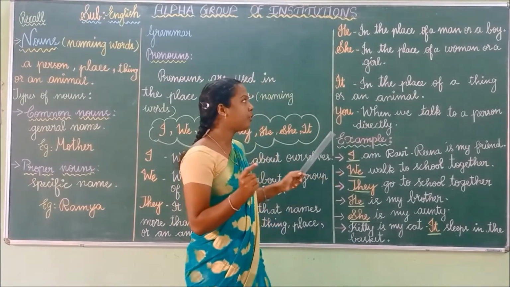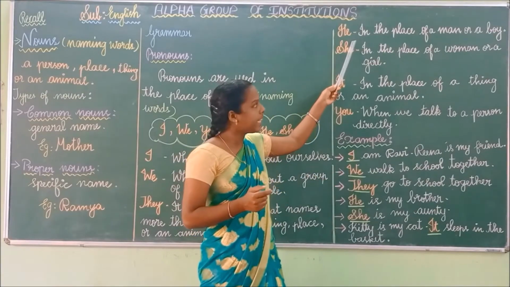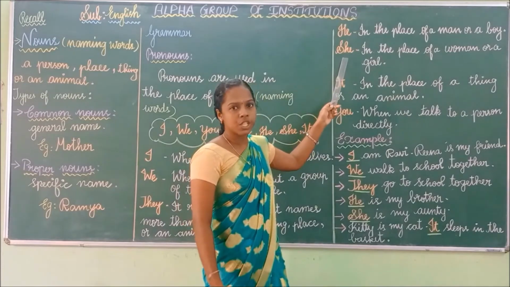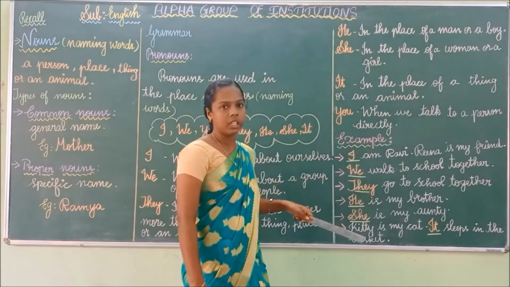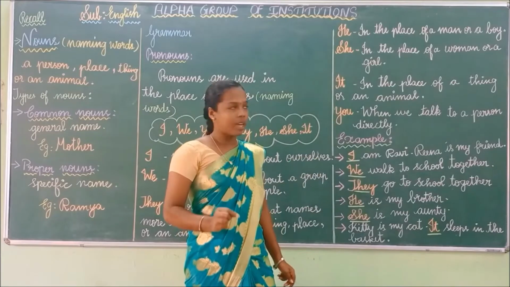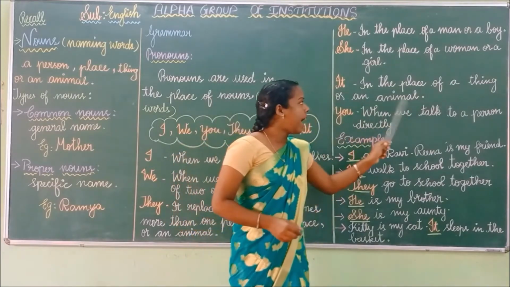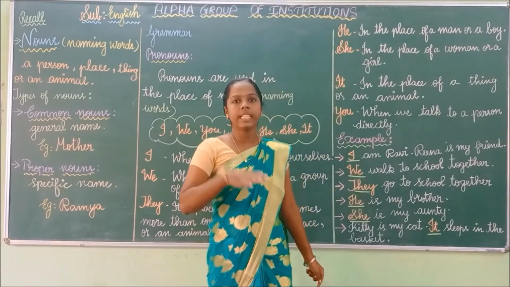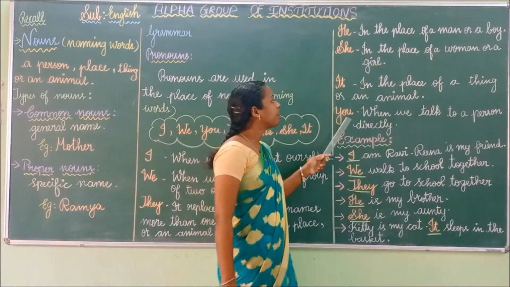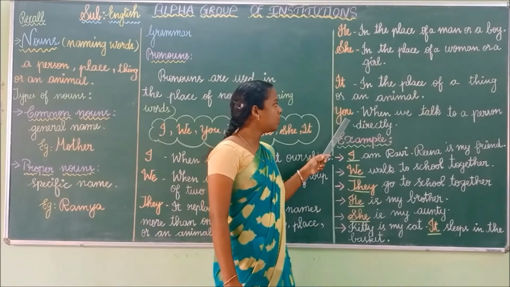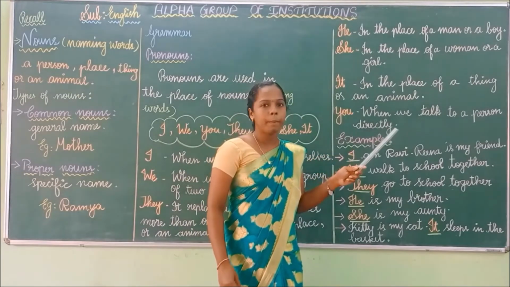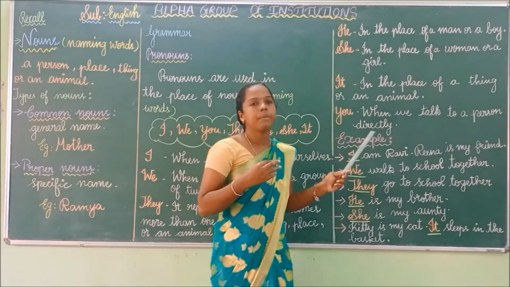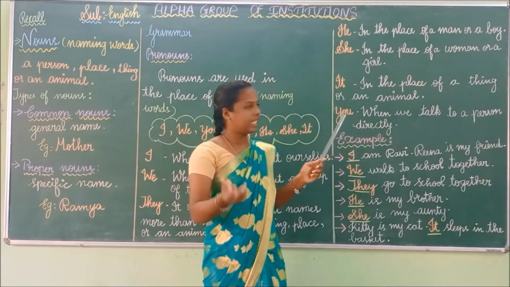Children, listen carefully. You have to use he in the place of a man or a boy. You have to use she in the place of a woman or a girl. You have to use it only with a thing or an animal. Finally, you have to use you when we talk to a person directly.